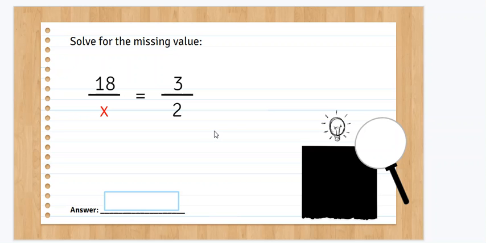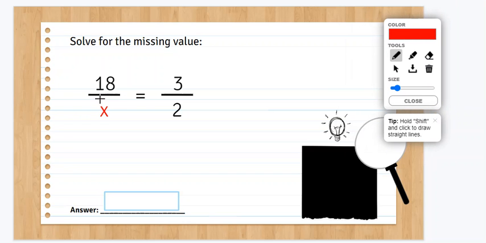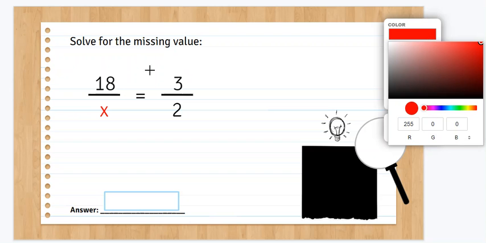In this problem, we're trying to solve for the value of x that will make the two ratios proportional or equal to each other. There's a couple strategies that we can use. One strategy is to look for the pattern that allows you to get from one number on the top to the other number on the top and apply that same pattern to the bottom.